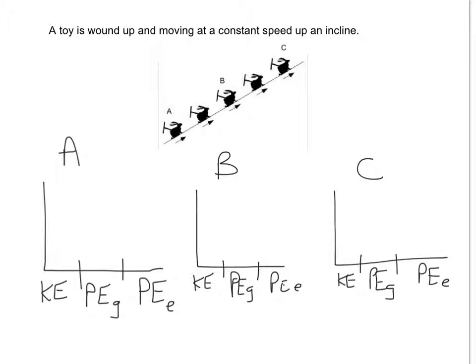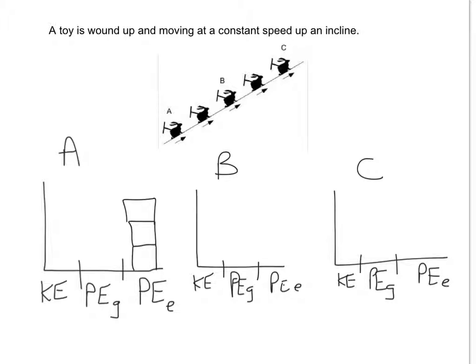Now that I've got axes drawn for points A, B, and C, I'm going to go ahead and start filling in the energy that it has. I'm going to start with point A. The problem says that a toy is wound up and moving at a constant speed up an incline. So at point A, that means that the toy is already wound up. That means it's got to have some elastic potential energy. Now, instead of just drawing a nice big bar, I'm going to draw a few blocks. That's going to make it much easier to compare the size of the different bars.